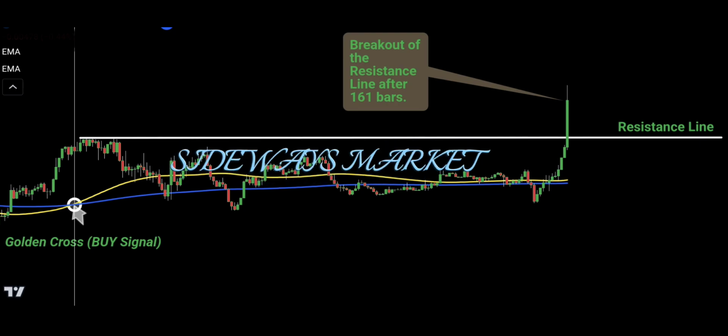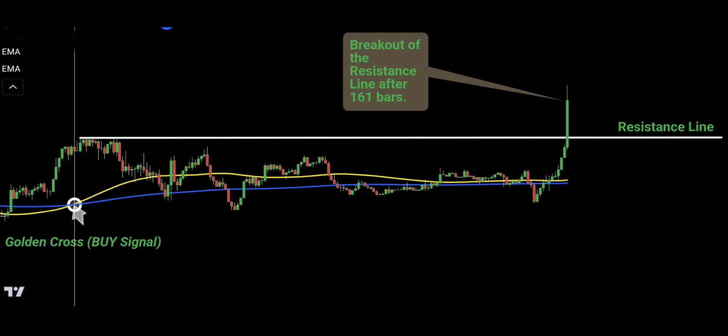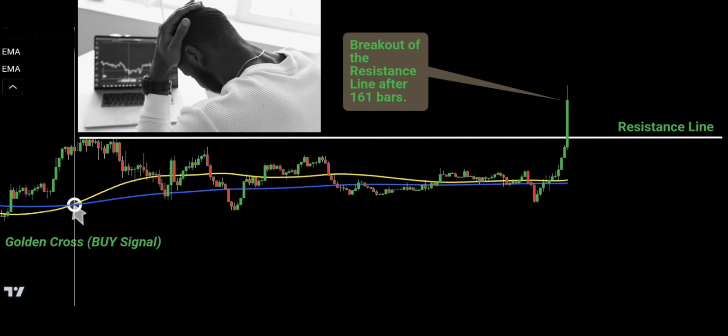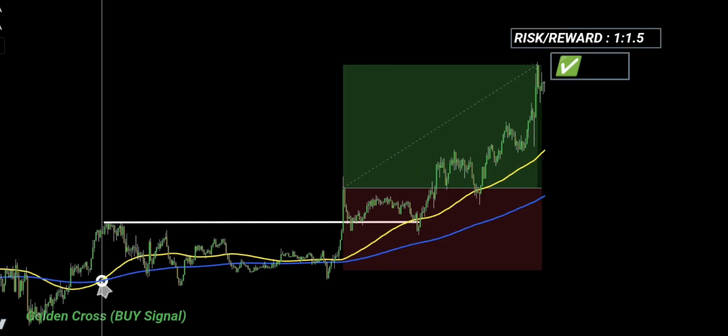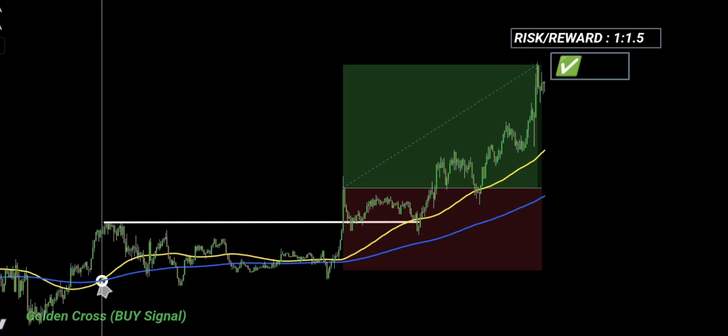I would like to emphasize that we can see how effectively the resistance line we drew protected us from the sideways market. If we had only made the purchase after the golden crossover, we could have incurred significant losses. And once again, it was a flawless trade. Please always stick to the trading model you have adopted and never compromise on the rules.